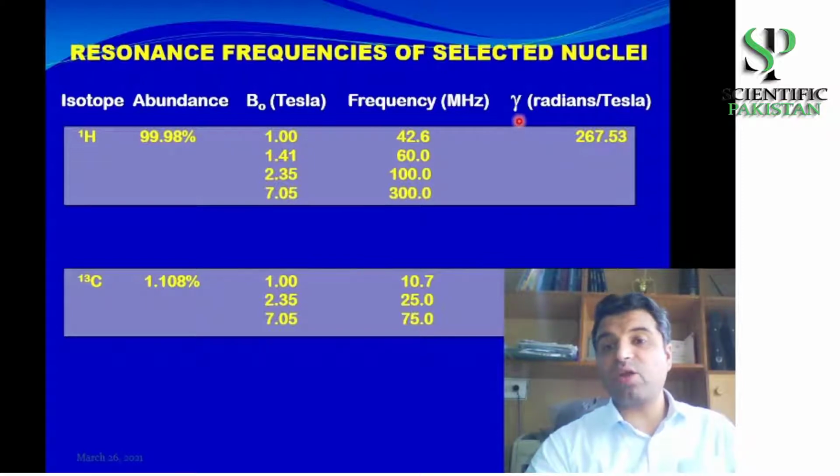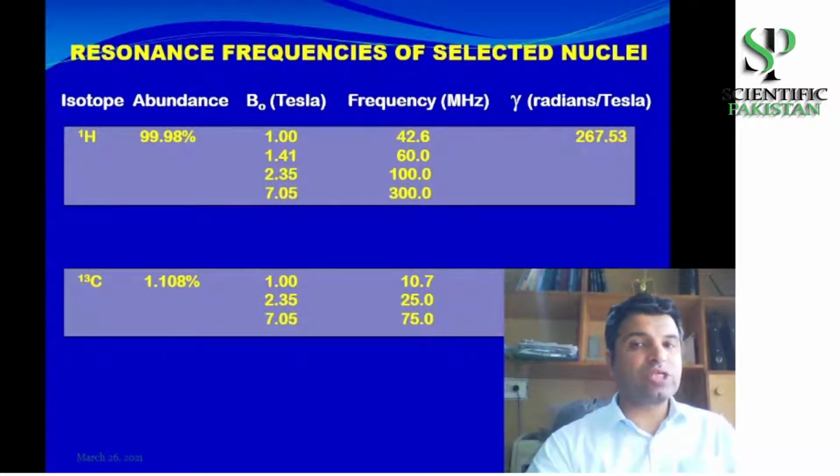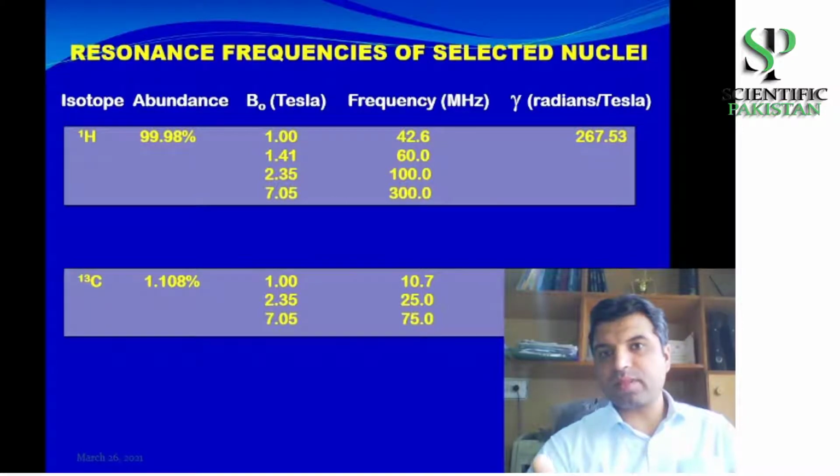And then we have the gyromagnetic ratio in radians per Tesla, and that is independent of the applied magnetic field. You can see that the frequency is dependent upon the applied magnetic field, but the gyromagnetic ratio is independent of the applied magnetic field. So you can see here that the gyromagnetic ratio of proton is 267, and the gyromagnetic ratio of carbon-13 is 67. By the way, gyromagnetic ratio is the ratio of the magnetic moment to the angular momentum.